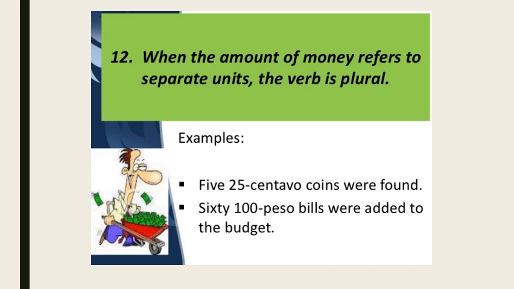Next, when the amount of money refers to separate units, the verb is plural. Like, 25 centavo coins. So coins is plural. We will write the plural verb were. Then, 100 peso bills were added to the budget. So bills is plural. So we will write a plural verb, right?